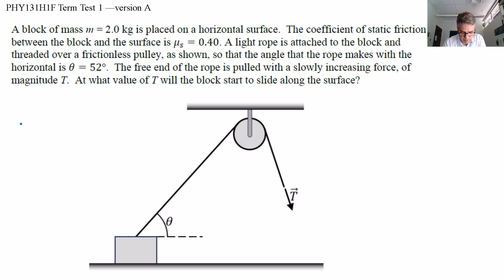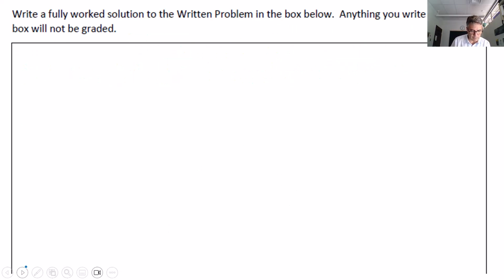The free end of the rope is pulled with a slowly increasing force of magnitude t. At what value of t will the block start to slide along the surface? Okay, so we have to write this problem on this written problem answer sheet. So first thing I'm going to do is sketch and translate.